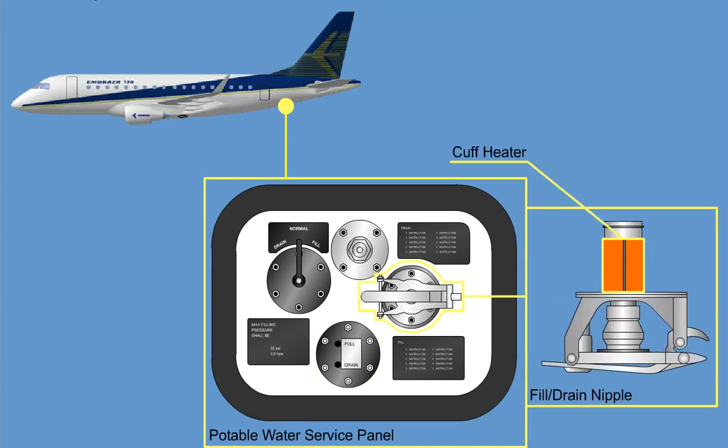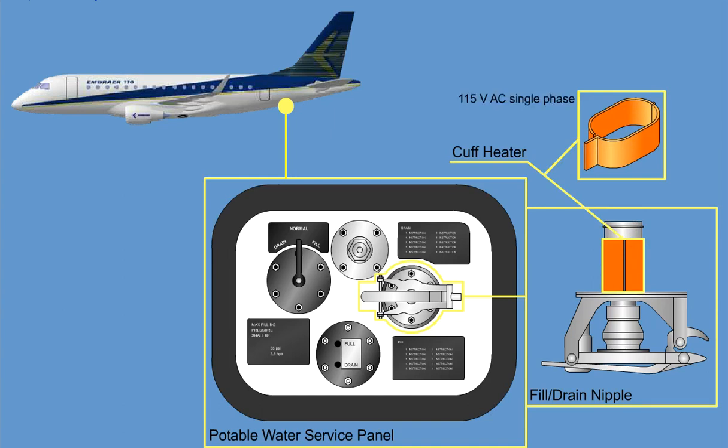A cuff heater is installed on the fill drain nipple to prevent clogging of the line from residual water freezing. The heater is an electrothermal device made of silicone elastomer, which operates on 115 volt AC single phase from the AC ground service bus. A self-regulating thermostat within the heater maintains the temperature above 38 degrees Celsius, 100 Fahrenheit.